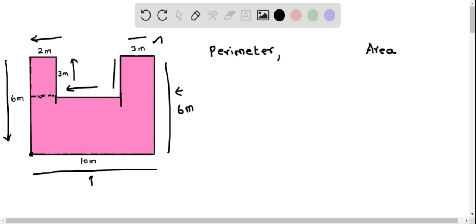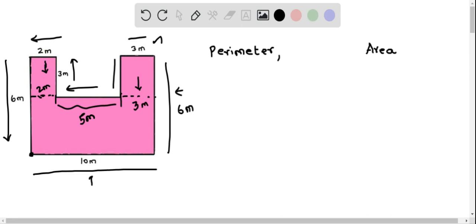Suppose we consider this as the side length opposite to the 10 meter, and we know this measurement is 2 meter because this side length is opposite to this 2 meter side length, and this side length is opposite to the 3 meter side length. So this is 3 meter and this is 2 meters. So basically, this side length will be 10 minus the sum of these two. That is 10 minus 2 plus 3 is 5. So 10 minus 5 is 5 meter. So we identified this side length as 5 meter, and we have all the measurements for the other side lengths, that is 3 meter, 2 meter, and 6 meter.